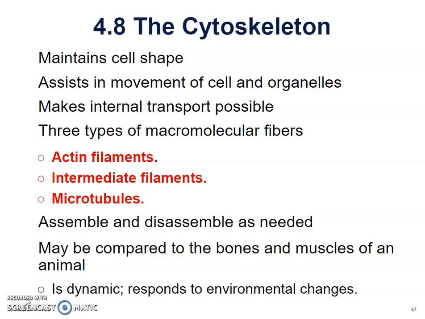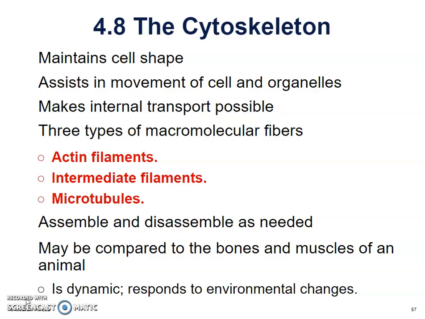So how do those vesicles get from the ER to the Golgi body to the cell membrane? And that is done via the cytoskeleton. It's like a road for those vesicles to travel on. There are 3 types of fibers that make up the cytoskeleton. They are actin filaments, intermediate filaments, and microtubules. And these can be assembled and broken down as needed.